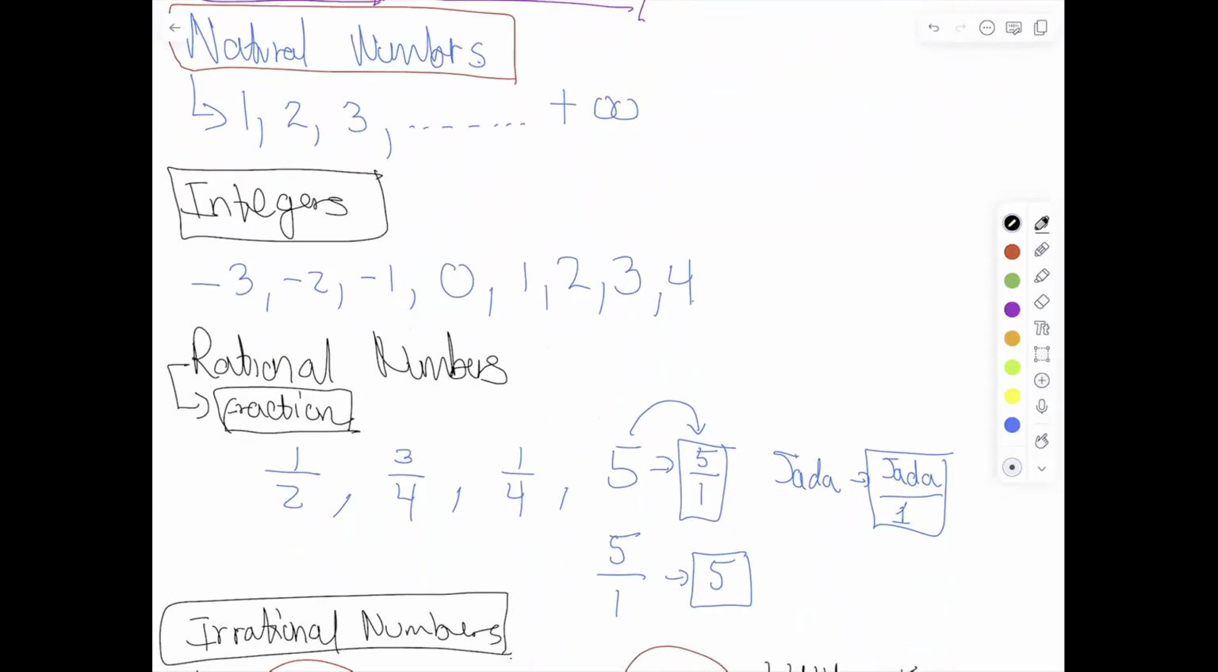So, give me an example of a natural number. 1, 2, 3, 4, 5. All right, that's good. How about a fraction?